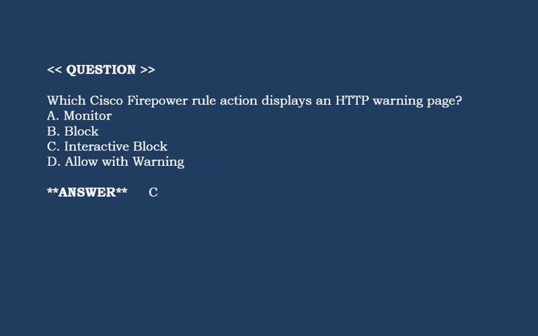Next question is, which Cisco Firepower rule action displays an HTTP warning page? Option A. Monitor. Option B. Block. Option C. Interactive block. Option D. Allow with warning. Correct answer is option C.